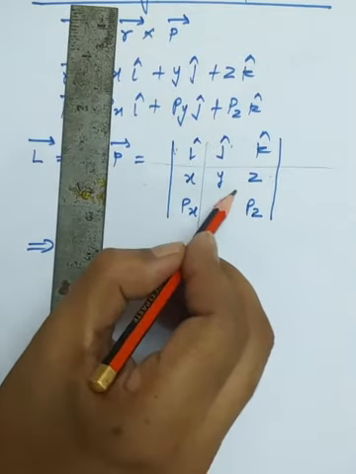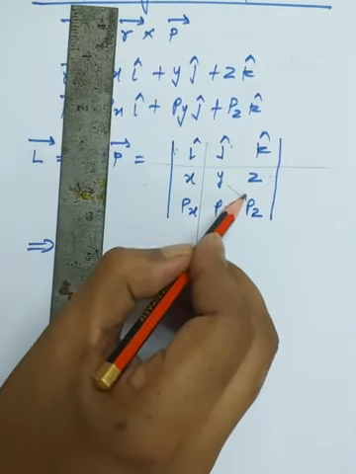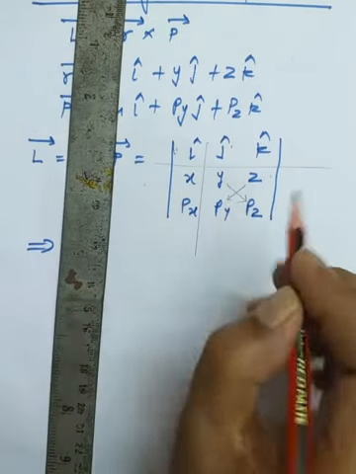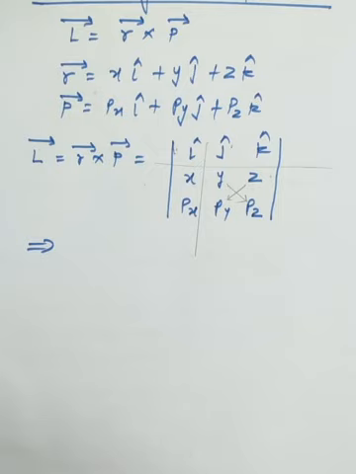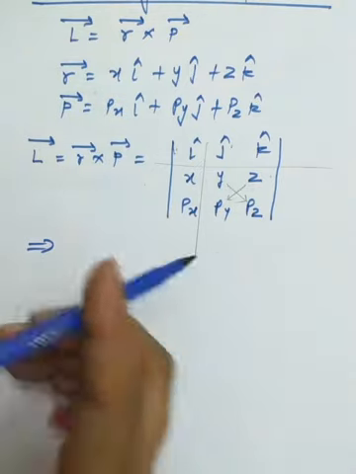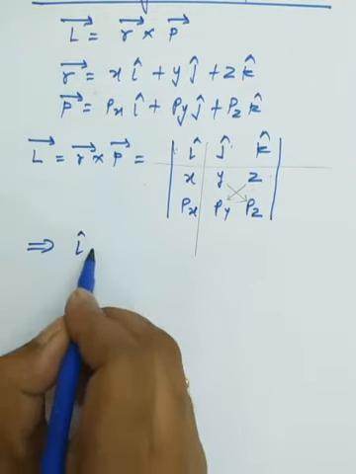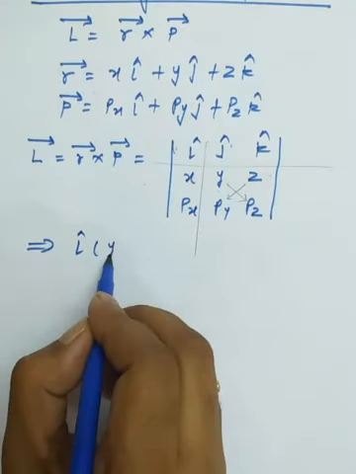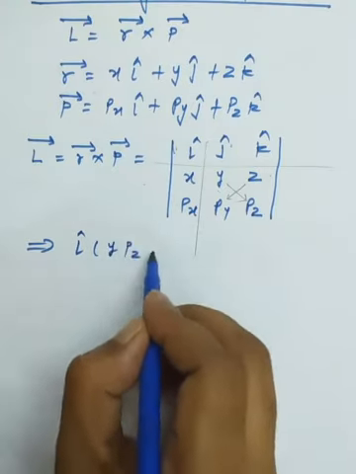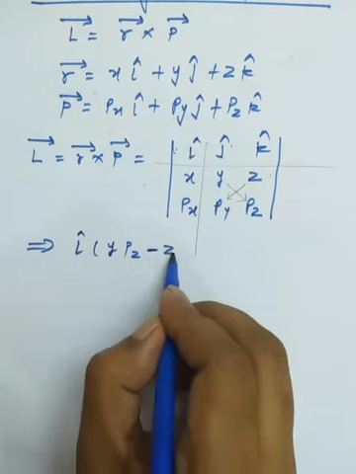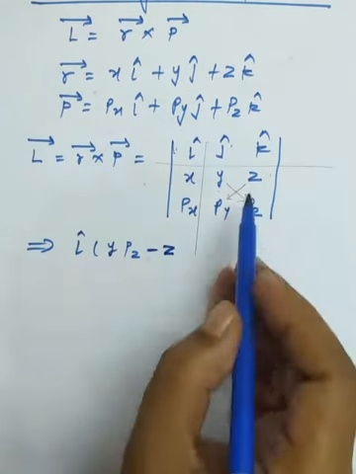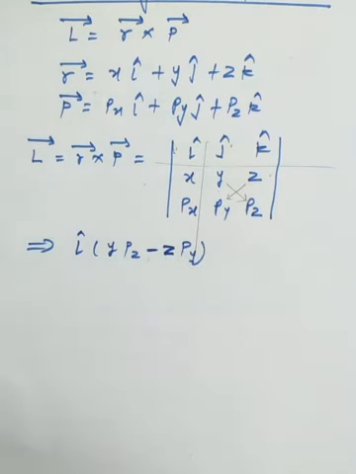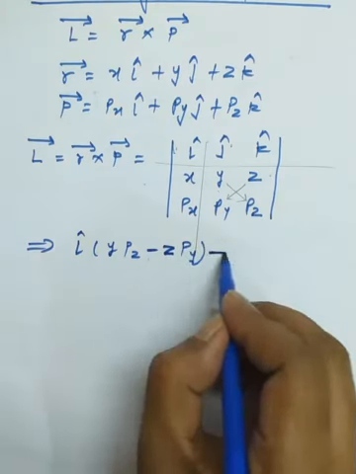So what I have to do, y is multiplied first with Pz, then I multiply z with Py. This is the first portion which we want to discuss here, that first is the i cap, bracket close. First I multiply y with Pz, minus sign, now I multiply z with the linear momentum Py. Now I start with the j.